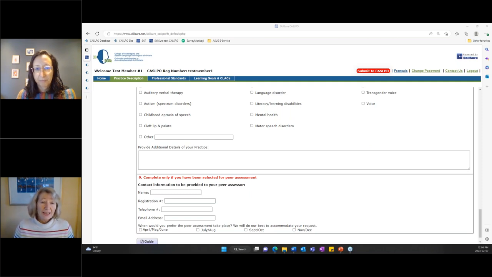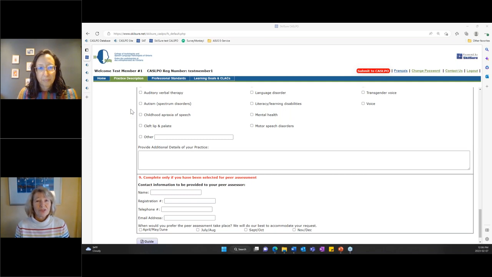And finally, when would you prefer the peer assessment to take place? So peer assessments all start in April and go right through to the end of December of 2023. So some of you immediately want to do it April, May, June. Others prefer the summer if you're school board sometimes. There's a whole range, obviously. So you choose when your preference would be. So that is some ideas for practice description.